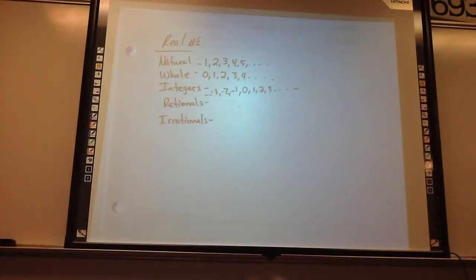Rationals. Anything that doesn't have imaginary numbers. Nope. Are you like, rational number? So whole numbers don't have decimals, right? Nope.